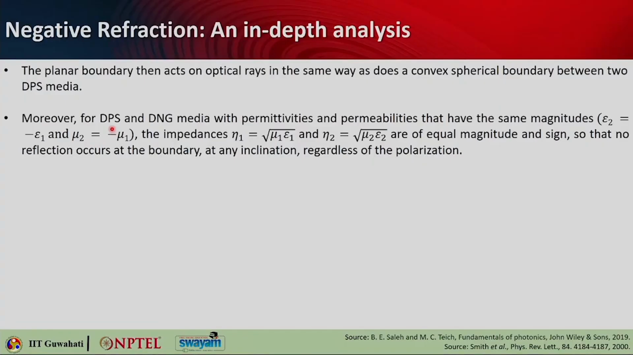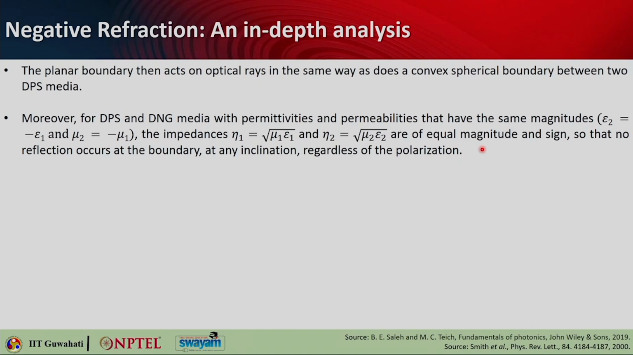Moreover, for DPS and DNG media with permittivities and permeabilities having the same magnitudes, so if you consider epsilon 2 to be the same as epsilon 1 but negative, so epsilon 2 is minus epsilon 1, and mu 2 is minus mu 1, in those cases the impedance eta 1 will be square root of mu 1 over epsilon 1 and eta 2 will be square root of mu 2 over epsilon 2, and they both will be equal and of the same sign.